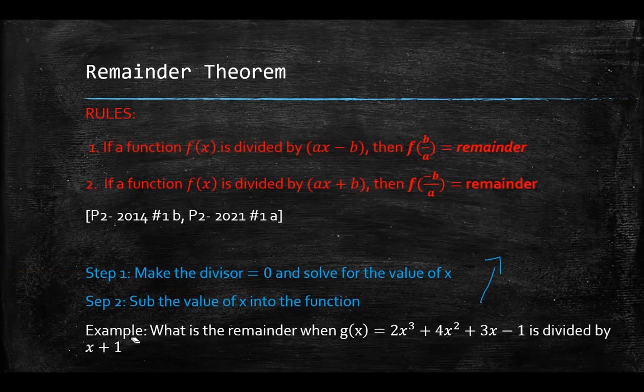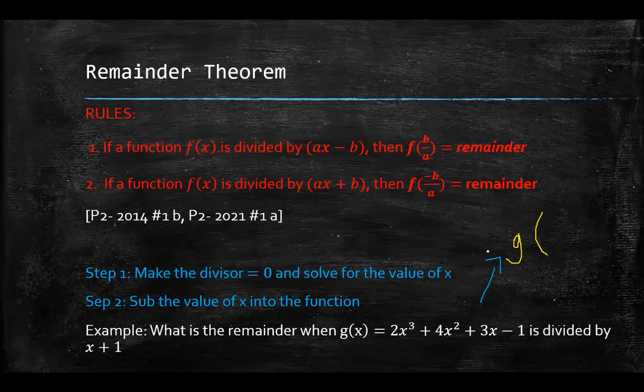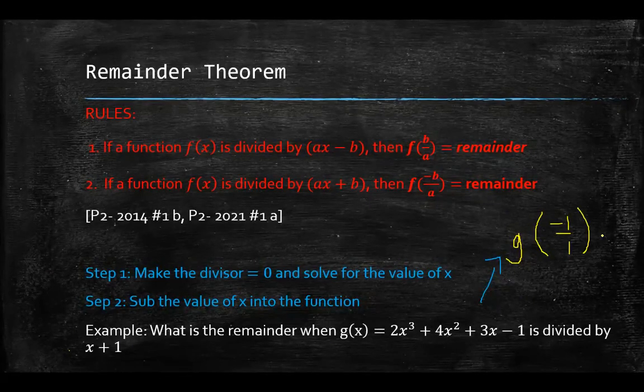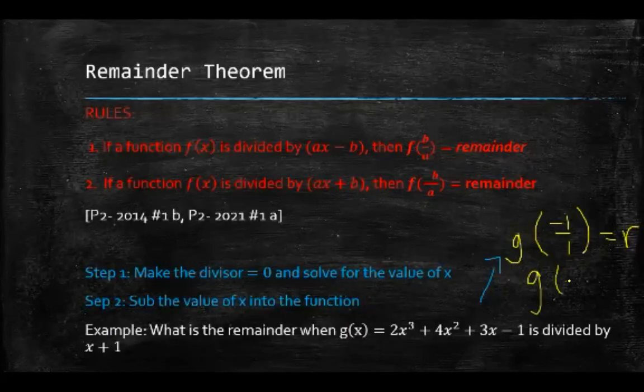It's understood that the value of a is 1. According to my rule, if the divisor is in that form, then the remainder is f of minus b on a. But of course, you won't use f in this case. Why? Because they told you the function is g of x. So to find the remainder in this case, it would be not f of minus b on a, but g of minus b on a. B is 1, so minus 1 divided by a, and a is 1, would give me my remainder. Minus 1 divided by 1 is minus 1. So g of minus 1 is going to give me my remainder.